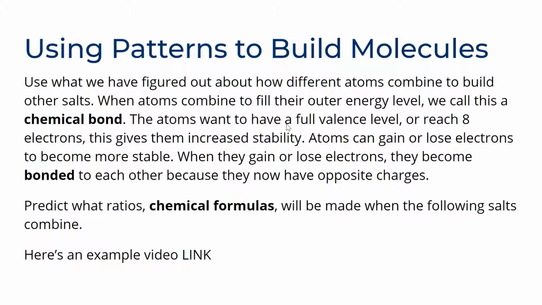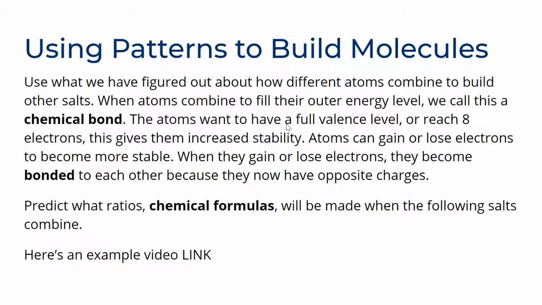So as atoms combine to fill the outer energy level, they create chemical bonds. And they do this by either gaining or losing electrons to become more stable. The way that they either gain or lose is in order to fill the valence electron level. And that magic number that they're trying to reach is 8 electrons. When the atoms reach 8 electrons and they have that full valence electron level, that gives them increased stability.